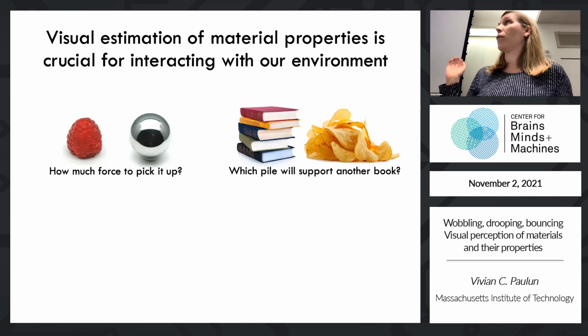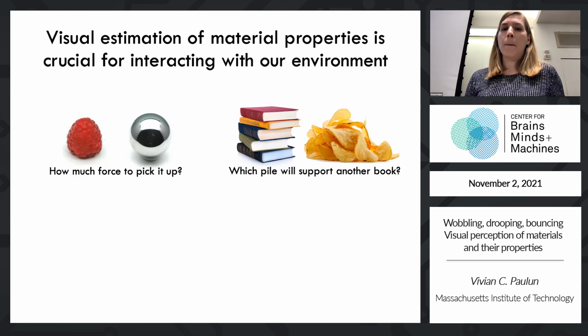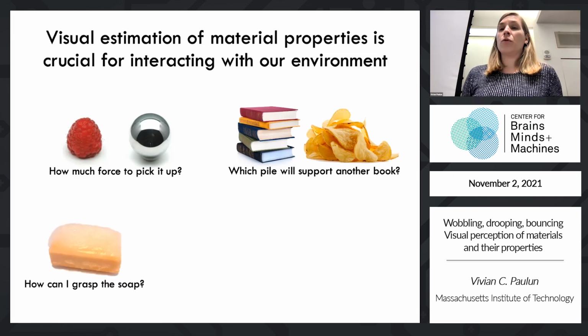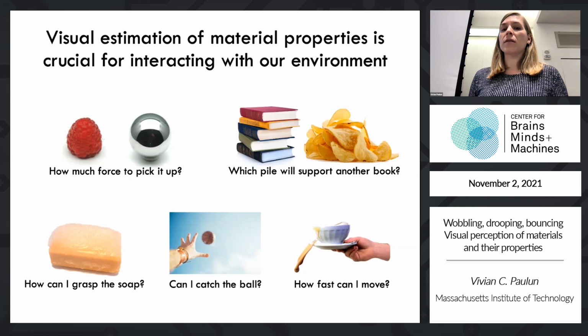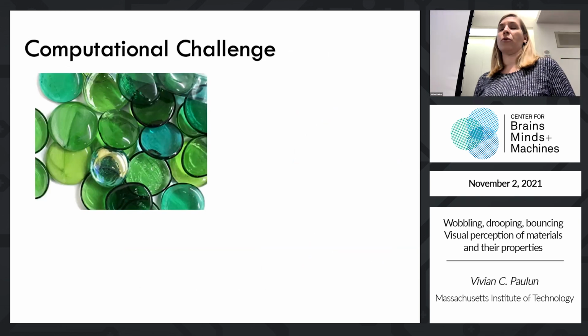We can decide on which of these two piles we can place another book. We know how to grasp an object, even if it's very slippery, or how we catch a ball, and how we handle a container with a liquid. And vision is often our first and primary source of information about this. Yet, visual perception of mechanical material properties is a very hard task.